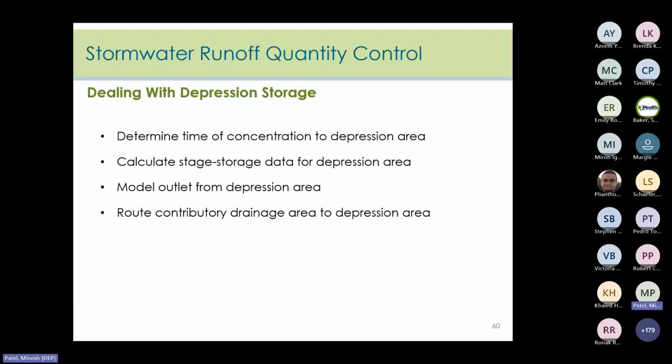All right, so this slide is just digging into the model depression area step from before. To model a depression area, you will need to do what you do for every basin. Determine the time of concentration, calculate the stage storage data for the depression area, which is basically the storage volume of the depression. Model the outlet from the depression area, which we will go over on the next couple slides, and route the contributory drainage area to the depression area.